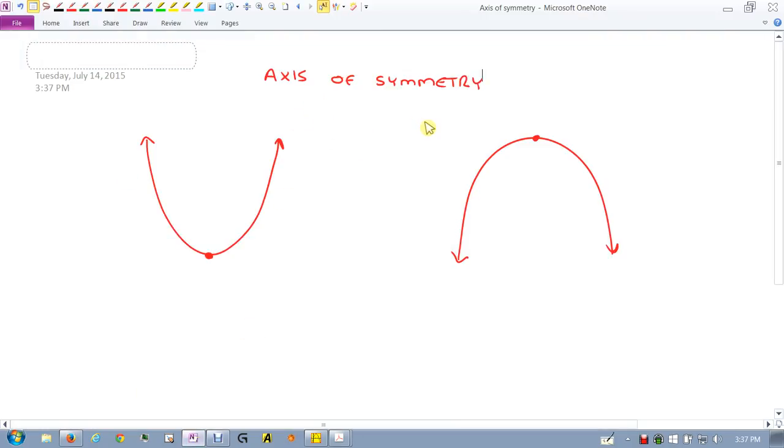Is that right? Symmetry? Doesn't look right. Okay. There's a reason why I'm not an English major. Like, I was never an English major.